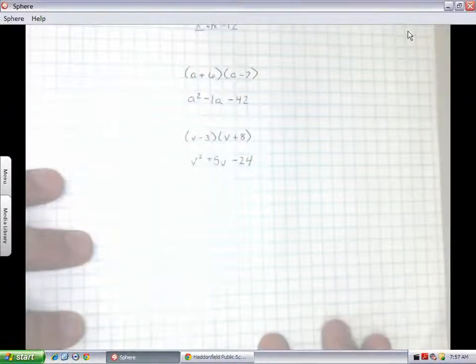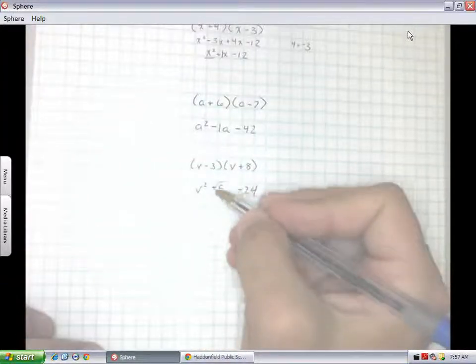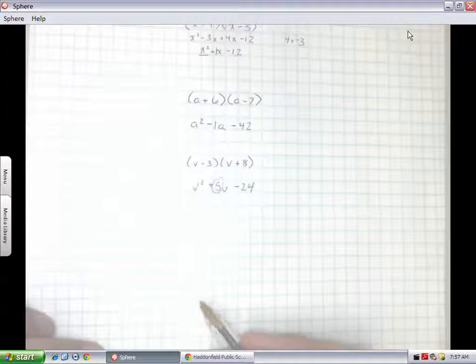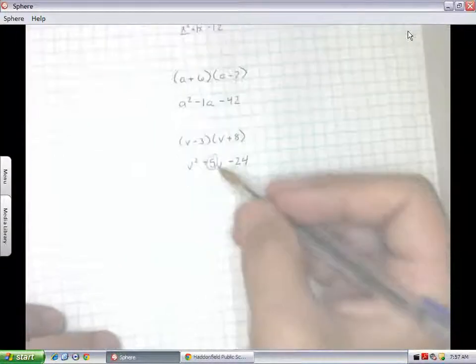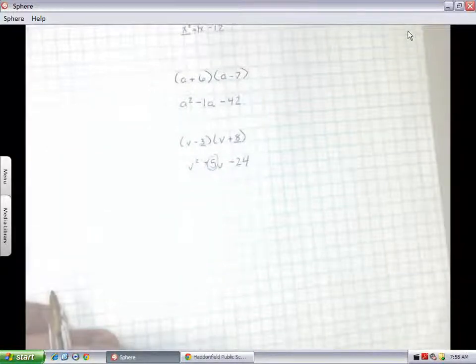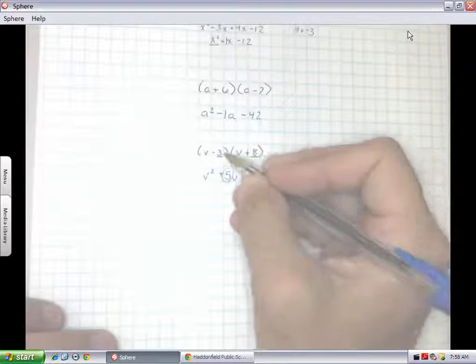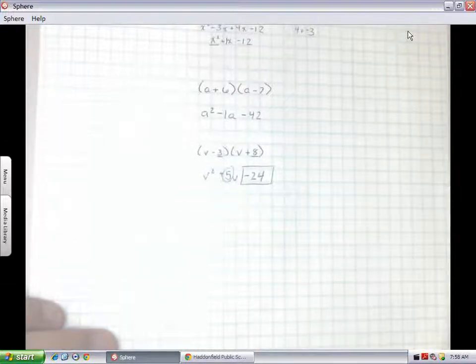Now, why is that useful? If I notice the middle term is just these two numbers added together, and the last term is these two numbers multiplied together, then I can actually go in reverse.